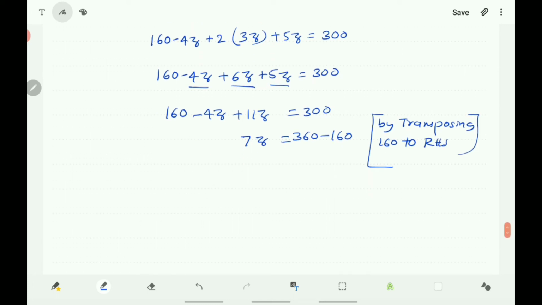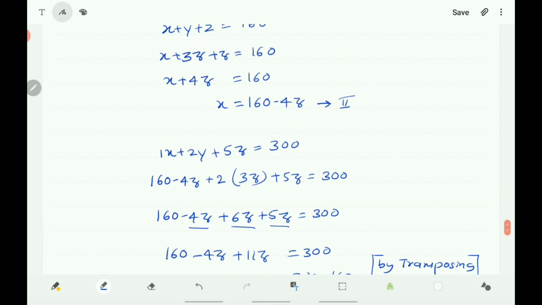Then here it becomes 7z equals 300, it is not 360. 300 minus 160 is 140. So you get z equals 140 by 7. Then z equals, 7 ones are 7, 7 twos are 14, z equals 20.